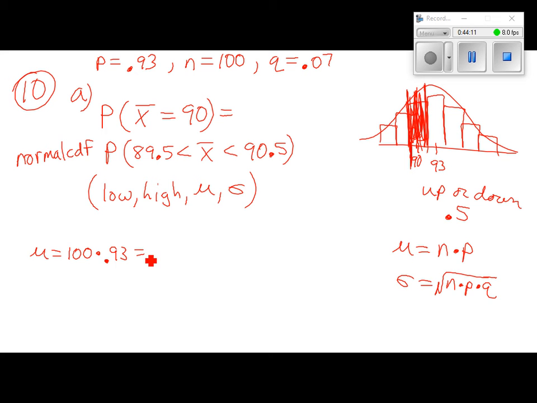What's 100 times 0.93? Let's go so we can get this done. 93. So that's our mean, 93. Our standard deviation, square root of 100 times 0.93 times 0.07. 2.55. 2.55.